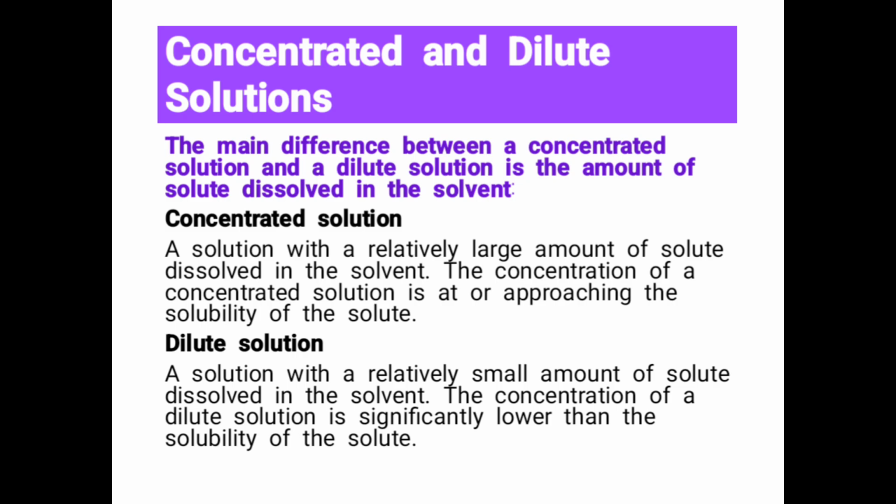A concentrated solution is a solution that has a relatively large amount of solute dissolved in the solvent, and we say this one is concentrated. You would have heard of that before. The concentration of a concentrated solution is at or approaching the solubility of the solute. A dilute solution has a small amount of dissolved solute in it. The concentration of the dilute solution is lower than the solubility of the solute. Now, what do we mean by this?